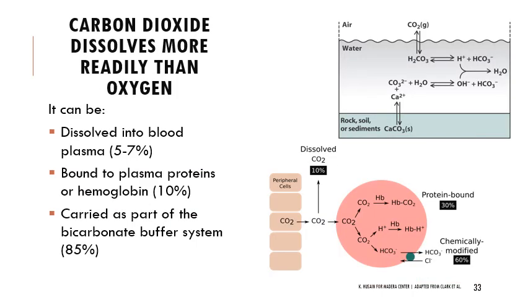So to focus more on carbon dioxide now instead of oxygen, carbon dioxide is handled a little bit differently in our blood than oxygen. It's not obligated to be bound to hemoglobin. About 5 to 7% of it is just dissolved right into the blood plasma, the liquid portion of the blood. 10% is bound to hemoglobin, but the rest of it is part of what's called the bicarbonate buffer system. So it affects pH throughout our body.